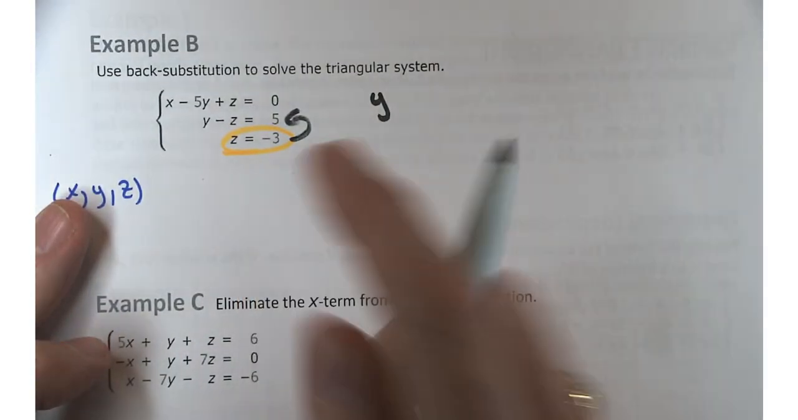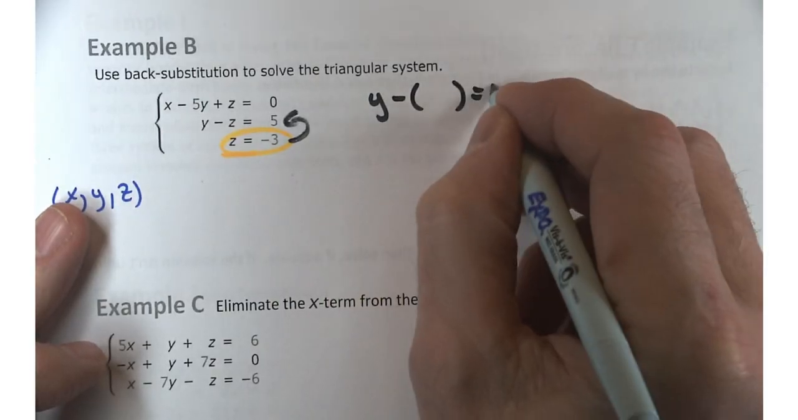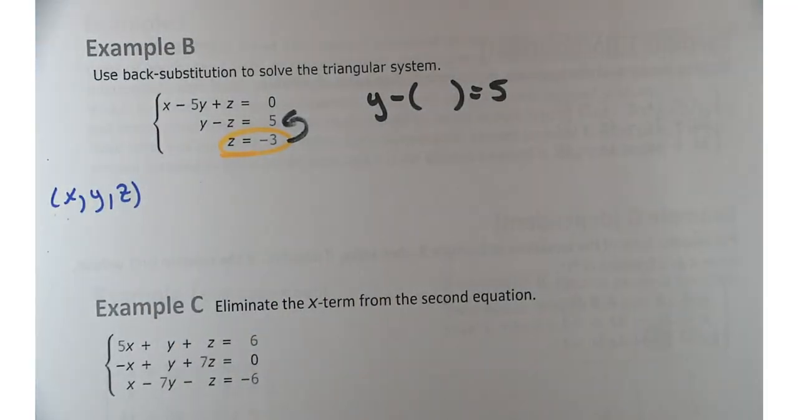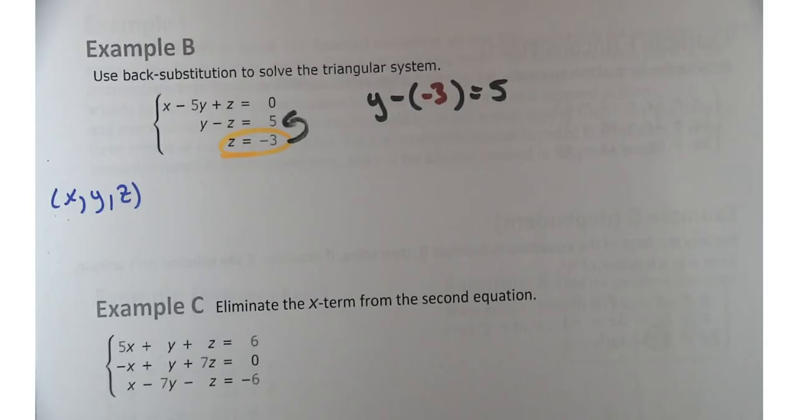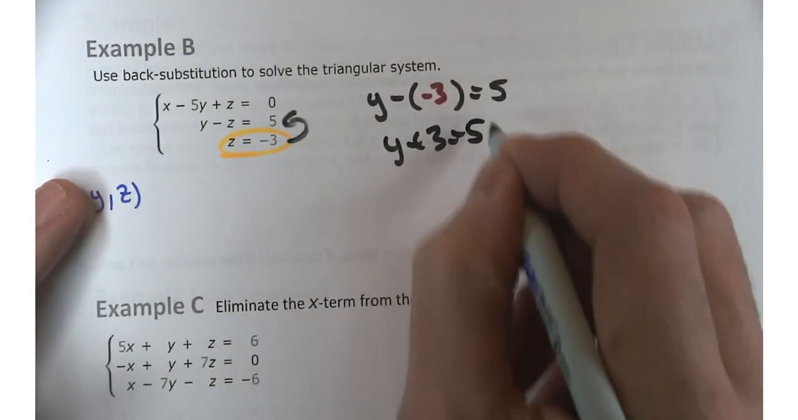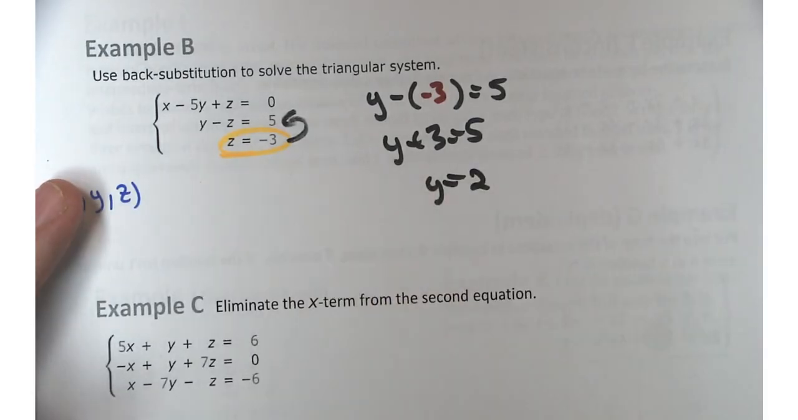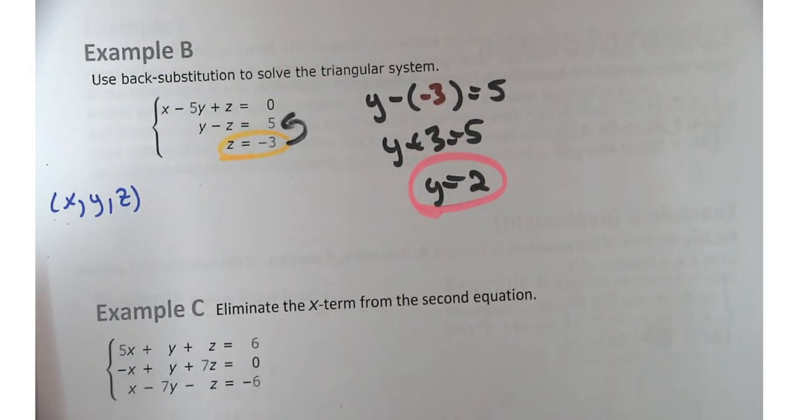Pardon me, negative 3. So we're going to have Y minus negative 3 equals 5. And let's see if we can't solve there. The double negative becomes positive. So it's really Y plus 3 equals 5. So Y equals 2. Wow. That's not too bad. 2 down, 1 to go. We know Z, we know Y. How are we going to find X?